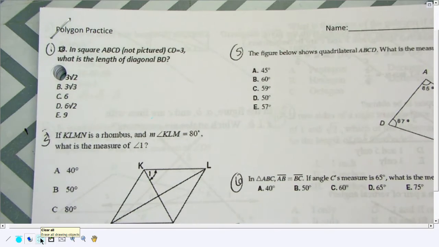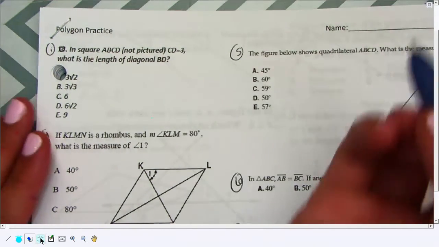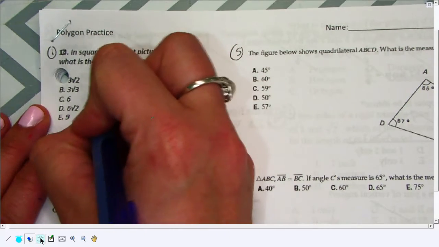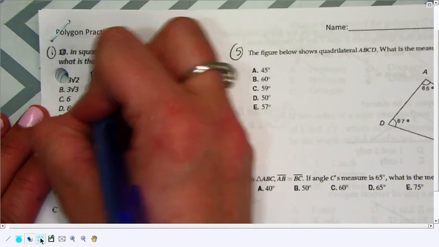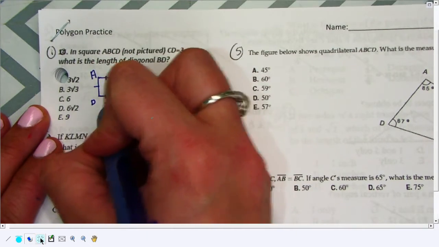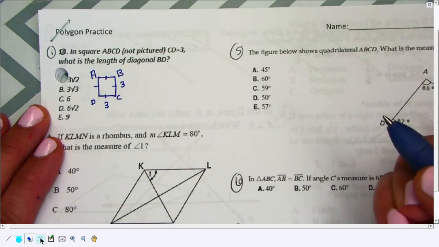In this practice, we're going to be doing polygon practice. So this one says, in a square ABCD, which is not pictured, CD is 3, what is the length of the diagonal? So in a square, all the sides are the same. So I'm going to label A, B, C, D, and it says that CD is 3, which is a side, and so that one's going to be 3.